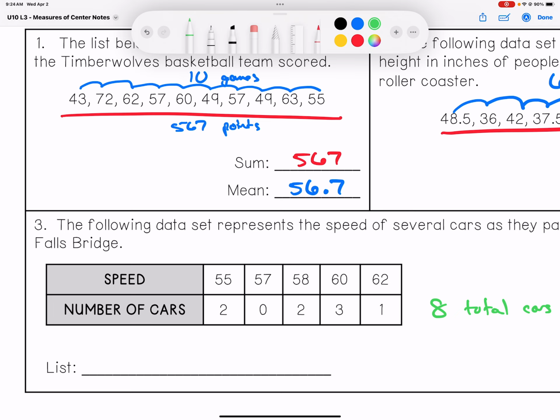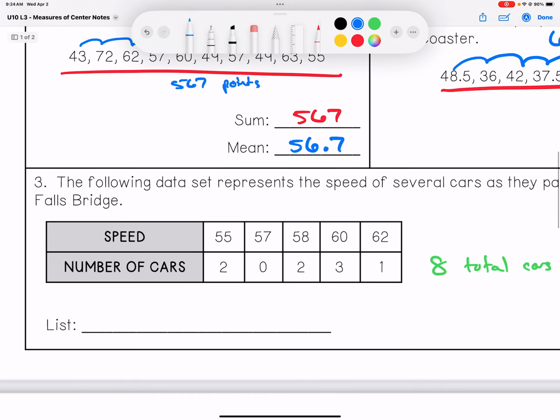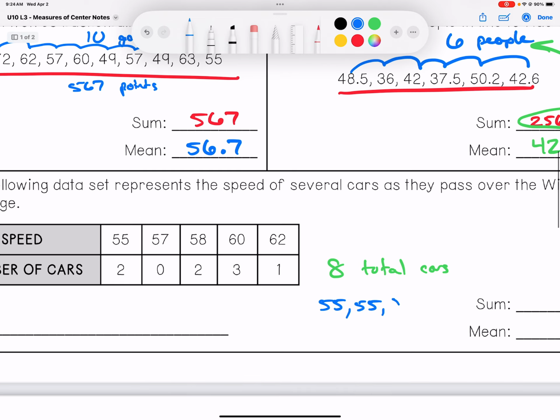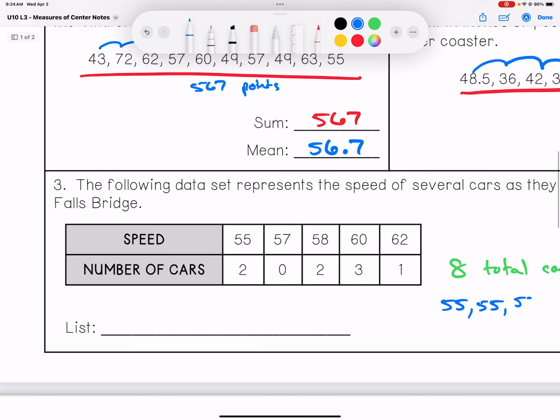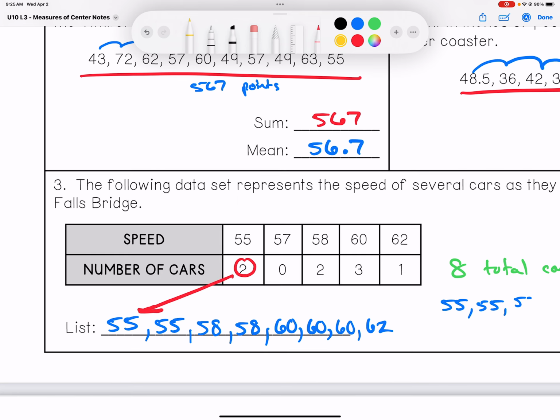All right, so what are the speeds? Okay, there are 2 at 55. There's 2 at 58. Oh, I need to write it on that line, my bad. 55, 58, there's 2 at 58, 3 at 60, and then 1 at 62. All I did was write 55 twice. I wrote 58 twice. I wrote 60 3 times. And I wrote 62 1 time. That's 8 total cars.